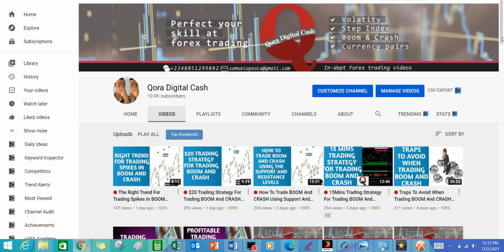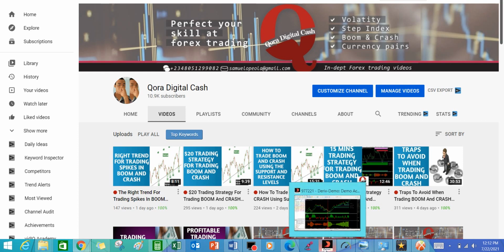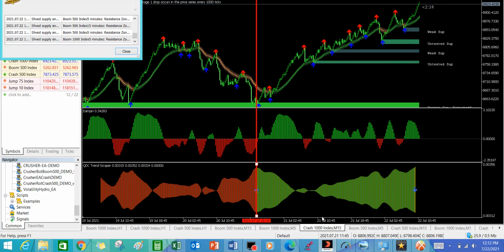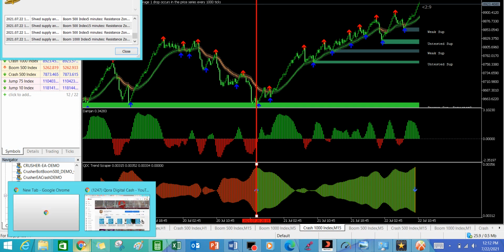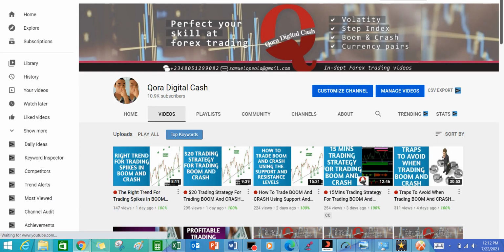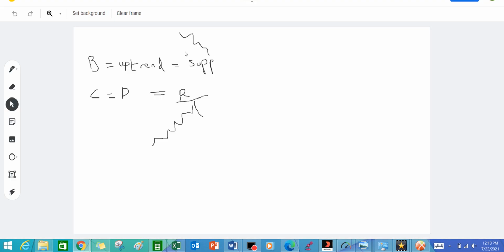We will be looking at the trading strategy for boom and crash. Let's quickly check this out. Before coming down this place, let me quickly go to Jamboard. In most cases, you should always know that all these assets are trend trading assets. I've always been saying this in my videos so that you will understand the exact way to trade it.